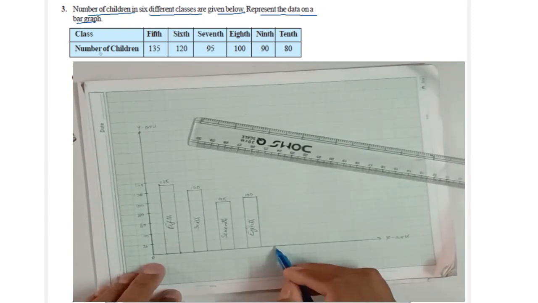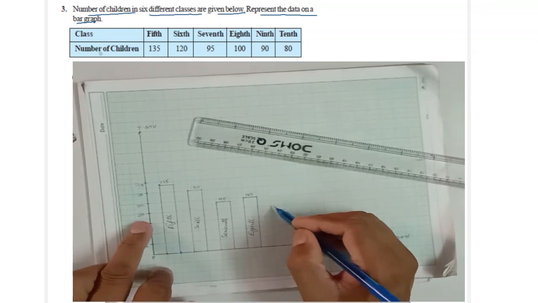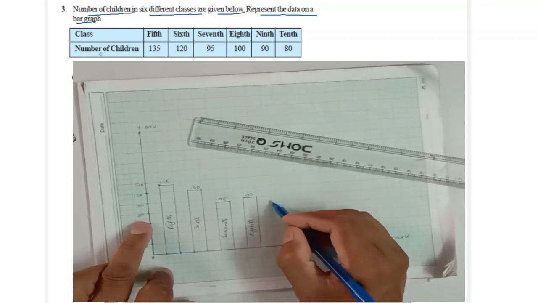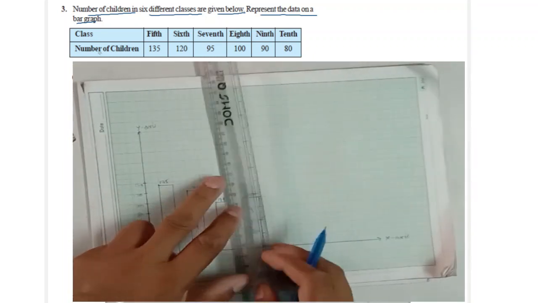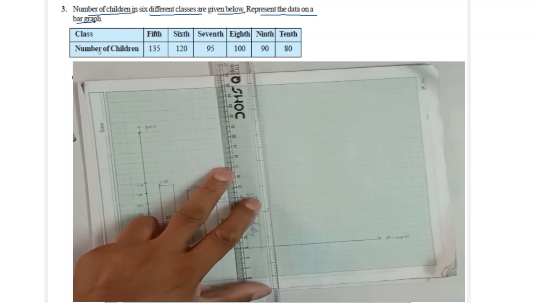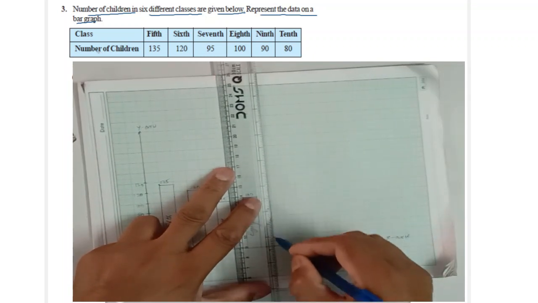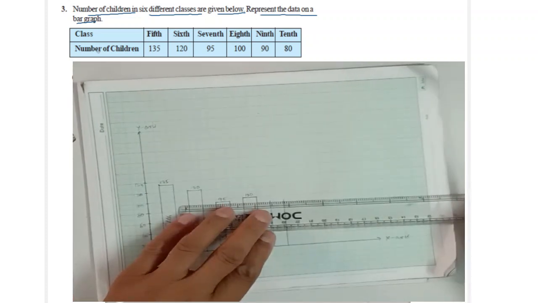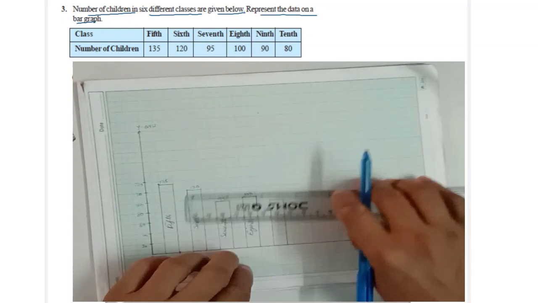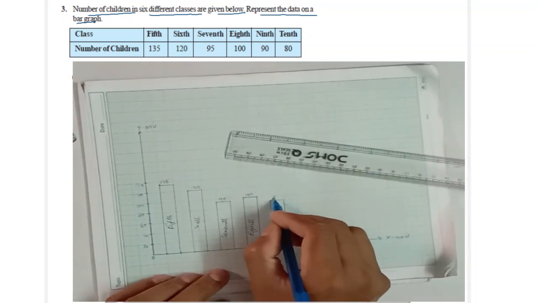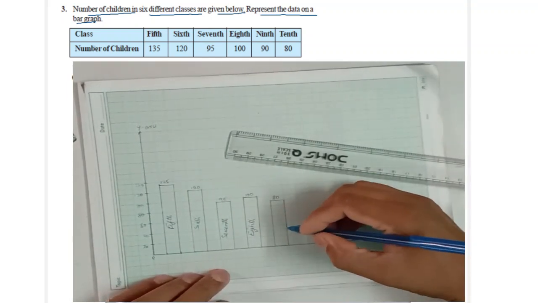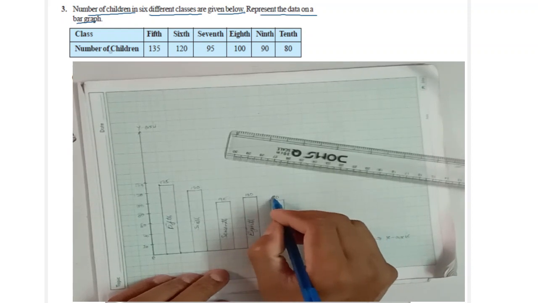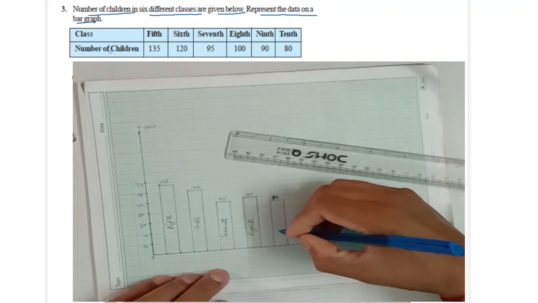Then for 9th class, it is 90. Leave one box, and then from here you have to draw 90. 90 means after 80, the 5th division. Draw up to the 5th line after 80. Join this. Write down 90. It is 90. Here write down 9th.